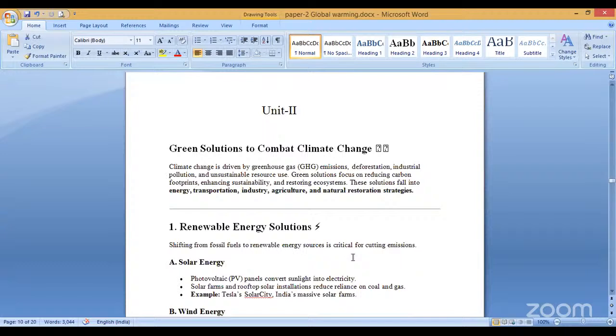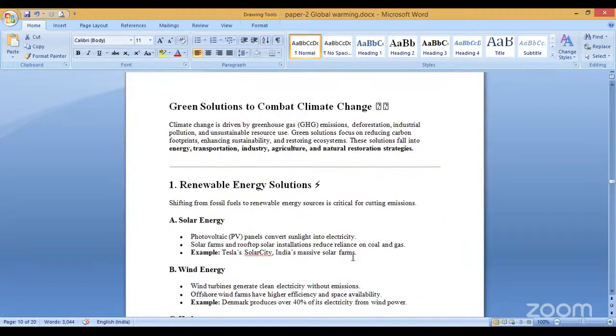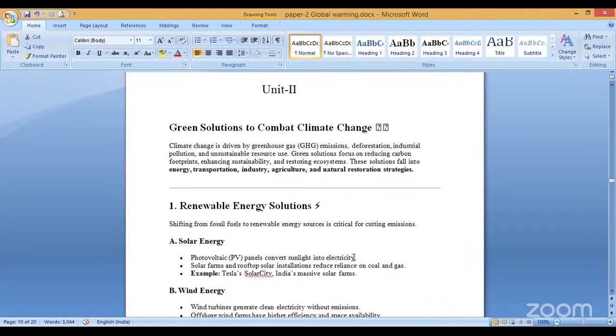Then coming to the next unit, green solutions to combat climate change. Green solutions to combat climate change. The climate change.